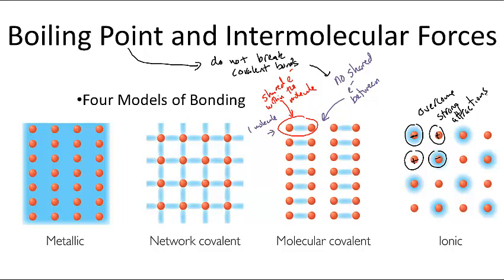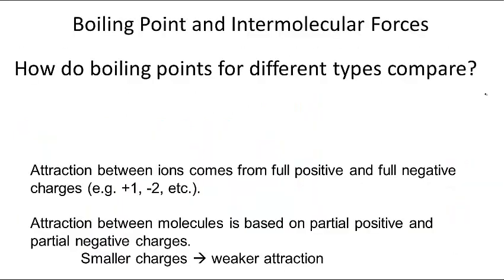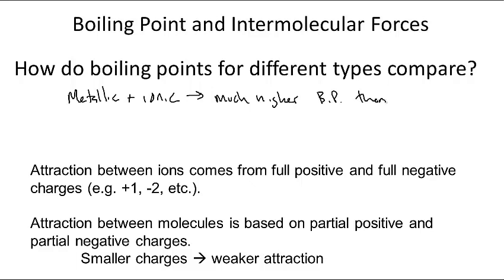So how do the boiling points compare? Well, metallic and ionic are much higher. This is true of network covalent too. Much higher BP than molecular covalent.